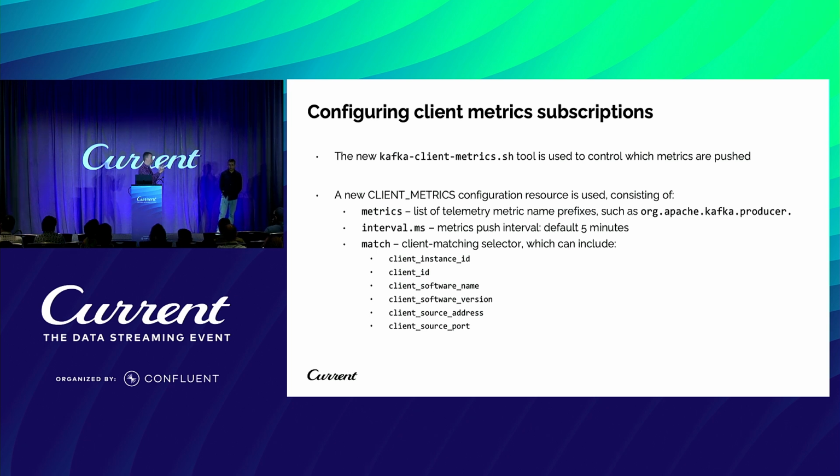I could do org.apache.kafka.consumer.rebalance if I wanted all the rebalance metrics. So you can have a wide or a fine net for your metrics with this. And it's a list, so you can have A, B, C, D if you want a certain handful of metrics. And you can define several of these, and they can overlap or be separate from each other, and you get the union of all these things when you have multiple of them defined.